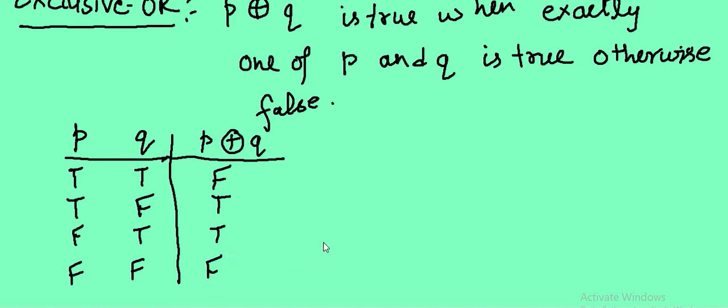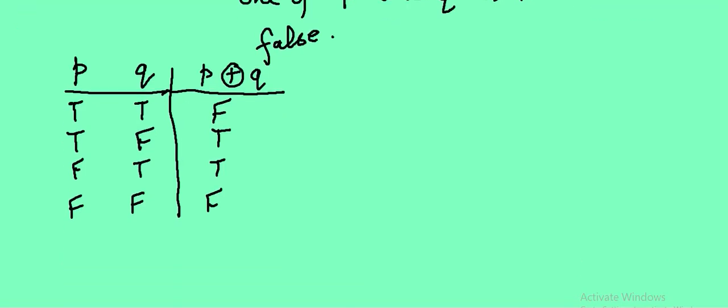So in other words, you can also say that when one of the inputs is true, then P XOR Q will be true. If both inputs are the same, it will be false. But if both inputs are different, it will be true. So you can also see that when both P and Q are the same, either both true or both false, then it is false. Otherwise, it is true, right? So this is the exclusive OR.